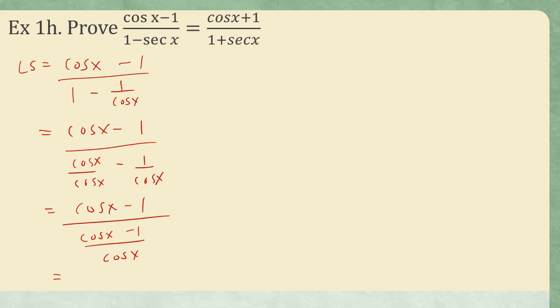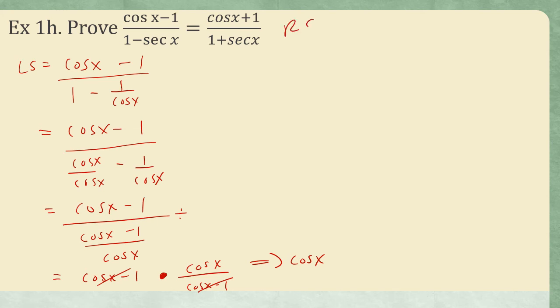Then do not forget, remember that's dividing, so you change it to multiply. I'll put a dot for multiply, and you flip the second fraction. So that would be cos x over cos x minus 1. Now you have something on the top and bottom that's the same, they cancel. You're just left with cos x.